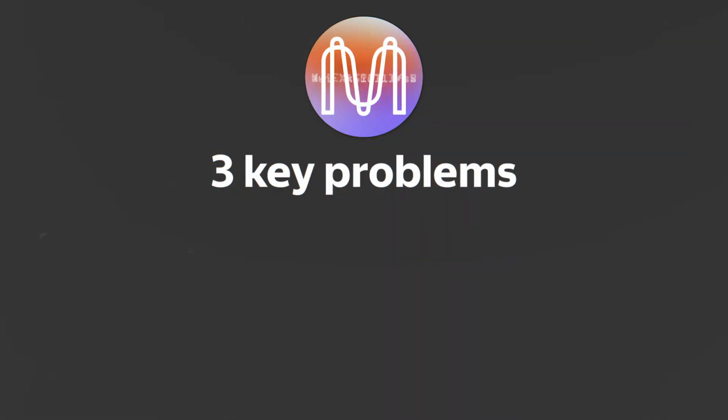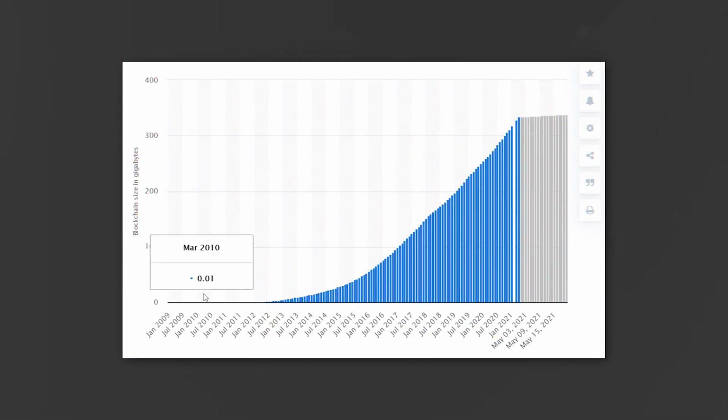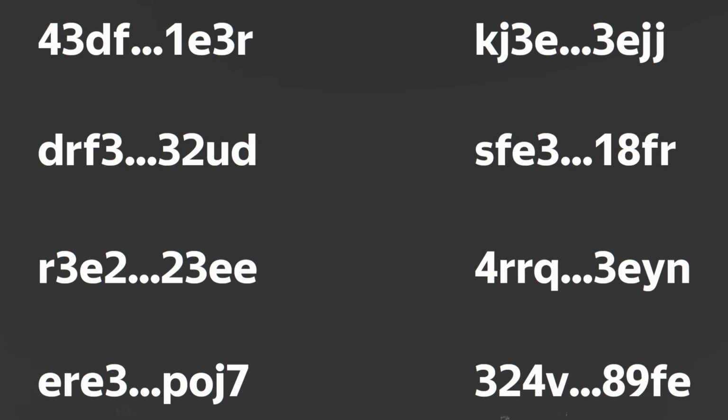The MINA Protocol is designed to solve three key problems. The first is the problem of decentralization. The fact is that most blockchains are quite voluminous. For example, to raise a full Bitcoin node, you will need to synchronize, that is, check starting from the first block, the blockchain that is over 330 gigabytes. And this is not the limit.